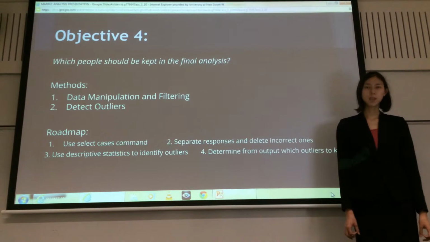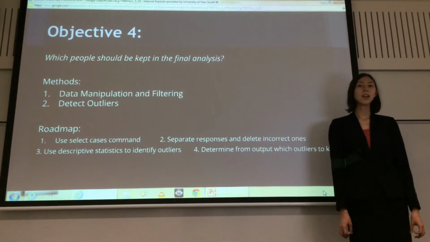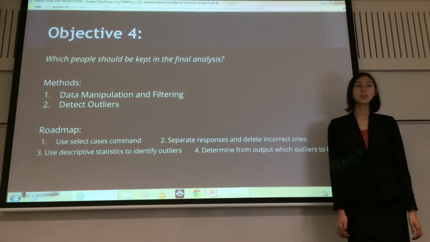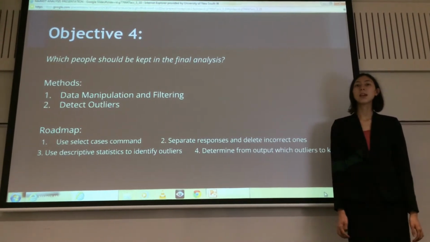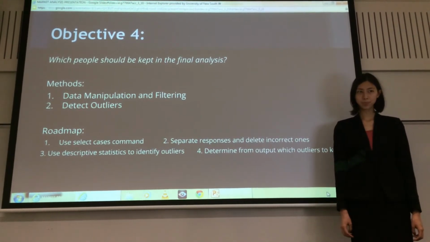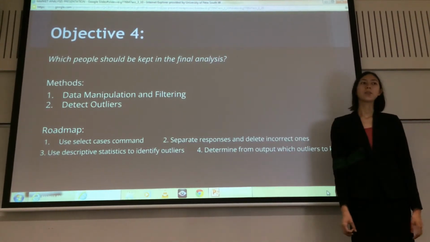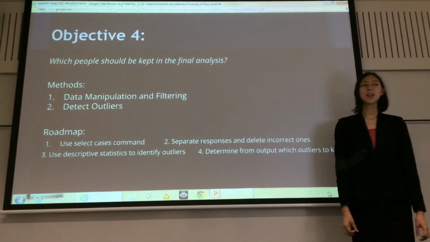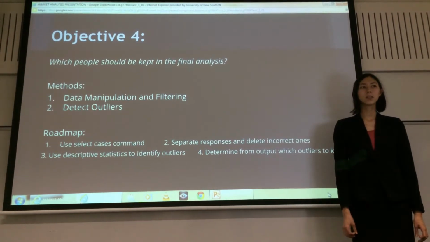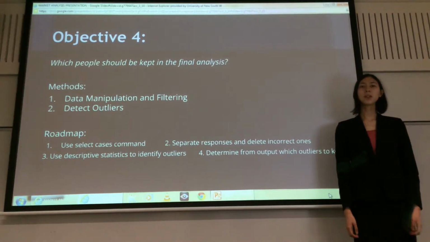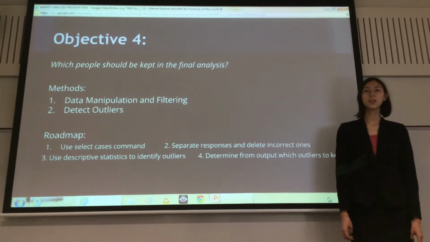Our second method of data cleaning is detecting the outliers. We use descriptive statistics and analyze the output to determine if there are extreme scores influencing our mean. By identifying the outliers we can deduce whether they should be kept in the analysis or if they should be taken out because they are skewing the results. Paying attention to the outliers will allow us to see if data has been incorrectly entered or incorrectly measured.